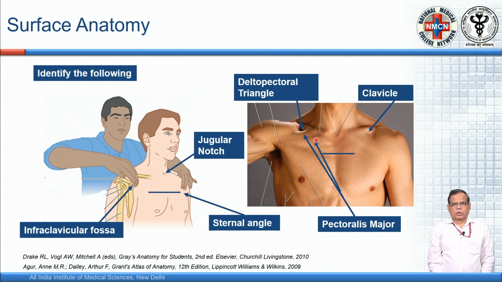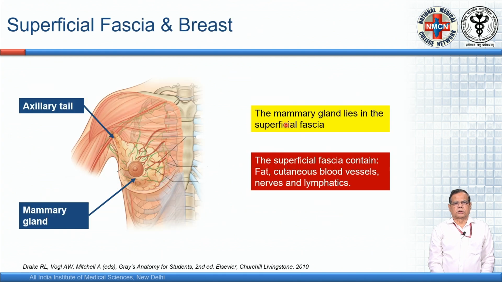Lateral to the groove or infraclavicular fossa is the deltoid muscle. Here it is the deltoid muscle, and medial to the deltoid, upper part of the pectoralis major and the clavicle, one depression is visible, that is the deltopectoral triangle.